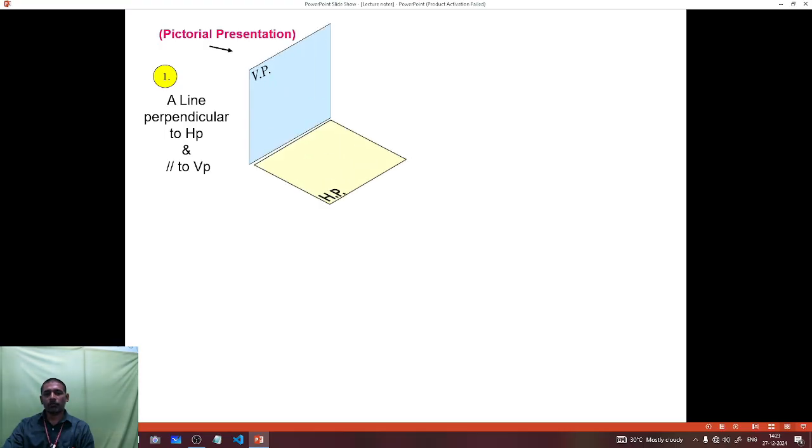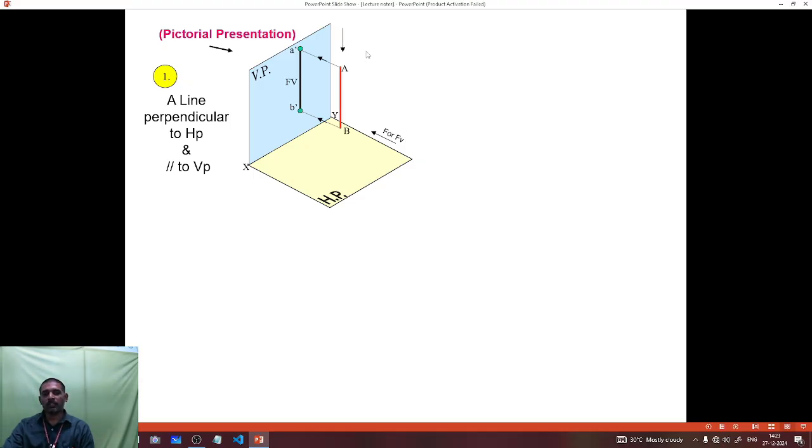So see the image. The first case, a line perpendicular to HP and parallel to VP. See the VP and HP planes. This is the XY line, and the particular line is perpendicular to HP. Perpendicular to HP and parallel to VP means the line shows its actual dimensions. If you use the front view, the line AB is projected onto the vertical plane, and the capital letters AB are denoted as small letters a dash and b dash.